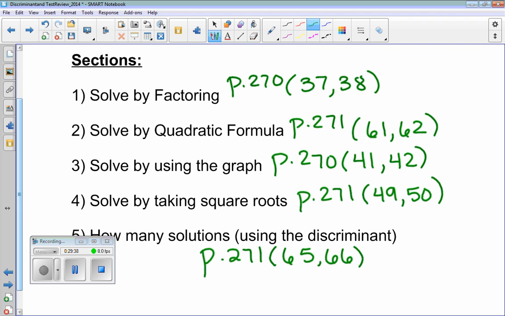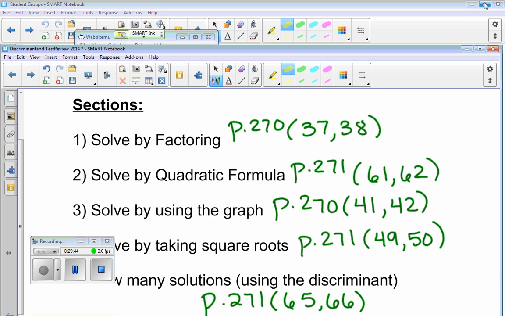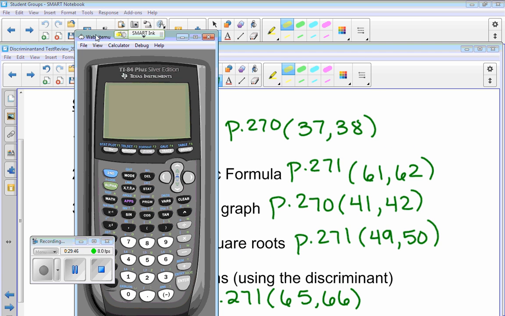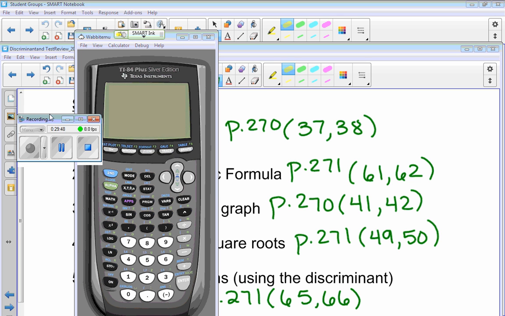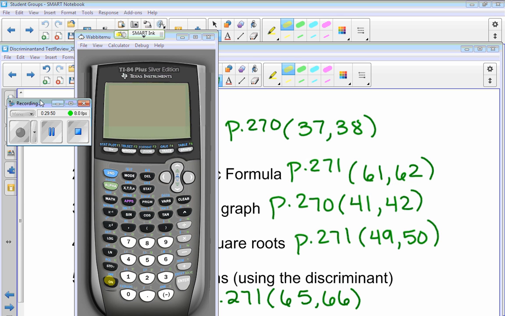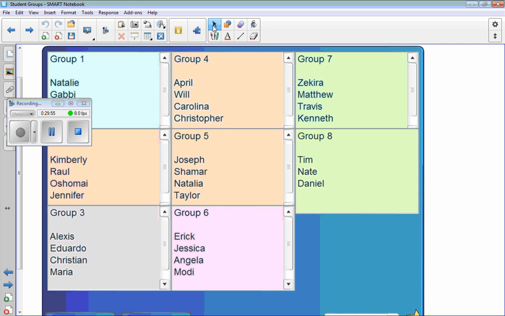So if I'm going to solve by using the graph, I'm just going to plug one of them into the calculator. It doesn't really matter. And I will text this to you, and I'll put it on School Fusion as well. But let's just see what kind of picture I have in my calculator first.